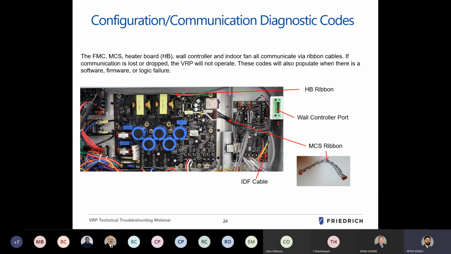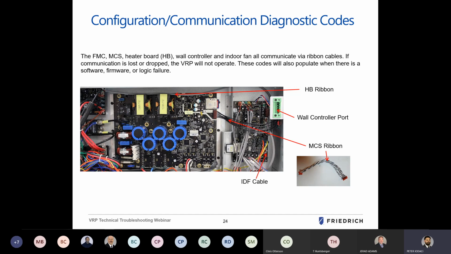The FMC, MCS, heater board, wall controller, and indoor fan all communicate via ribbon cables. So if communication is lost or dropped in any one of those, the VRP won't operate, and more than likely, it's going to populate an error code. So you can see inside the picture here, we have all of the connection ports for the communication.